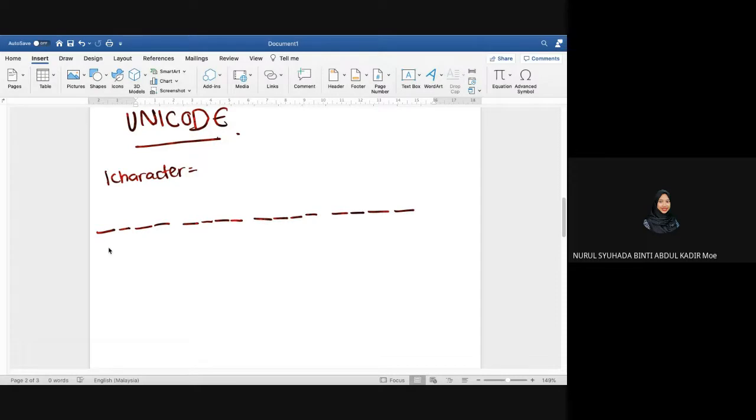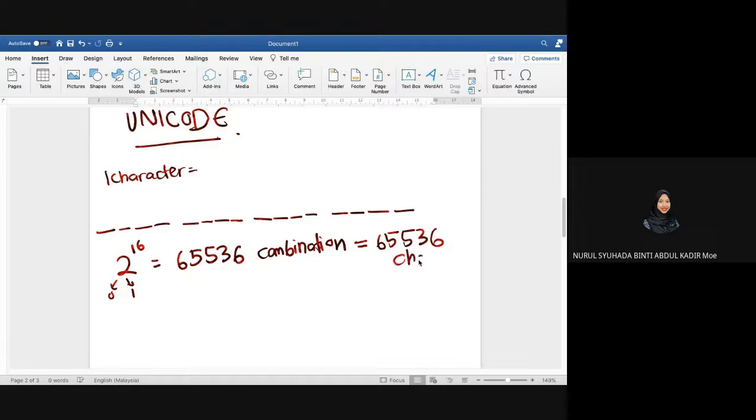And for every blank, we're going to have two options, which is 0 or 1. Because we are using the 16-bit system, the combination that we can do is 2 to the power of 16, which is 65536 combinations. The unique combinations, which is also equal to 65536 characters.